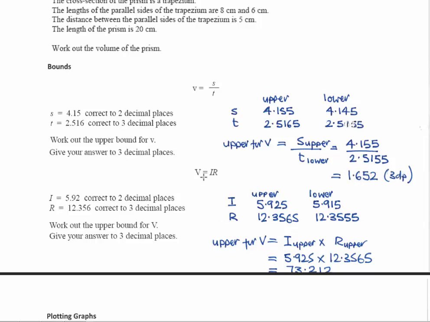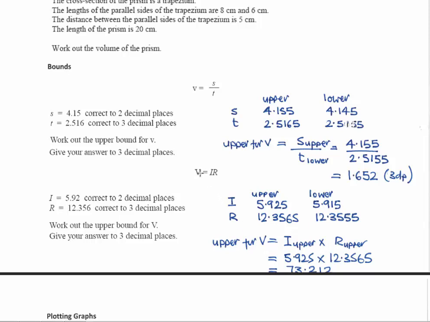We've got the same kind of idea here, but we've got V equals IR. So once again, we've got I and R correct to 2 decimal places. It's 5.92. So the upper bound is 5.925, and the lower bound is 5.915. And in the same case, this is the upper bound for R and the lower bound for R.